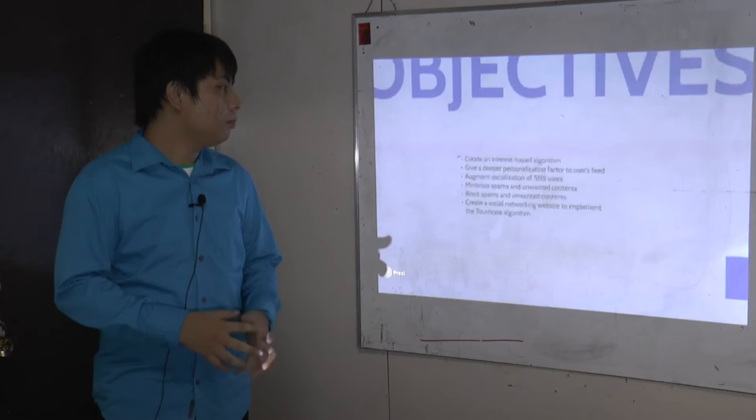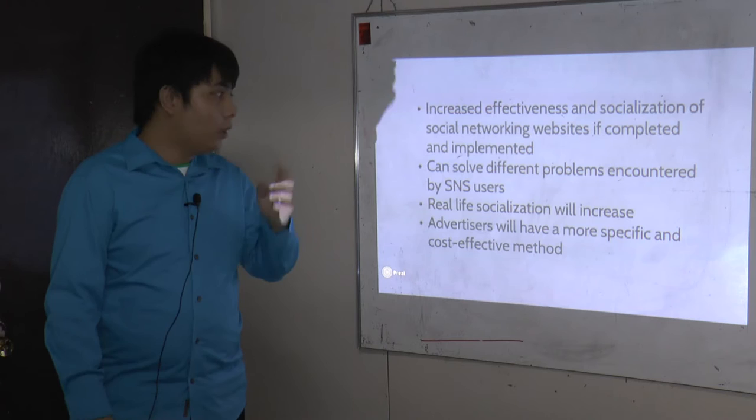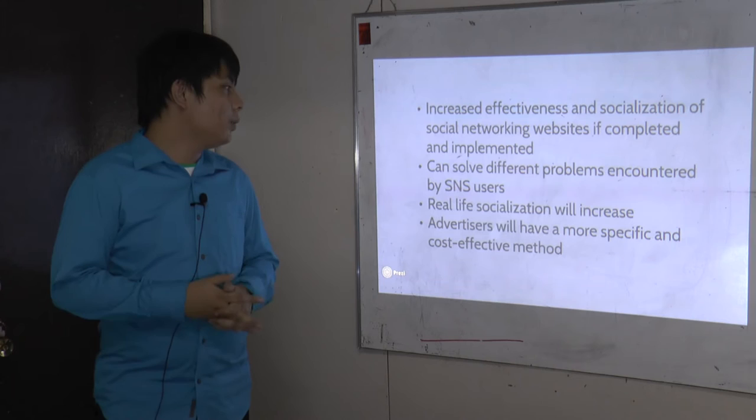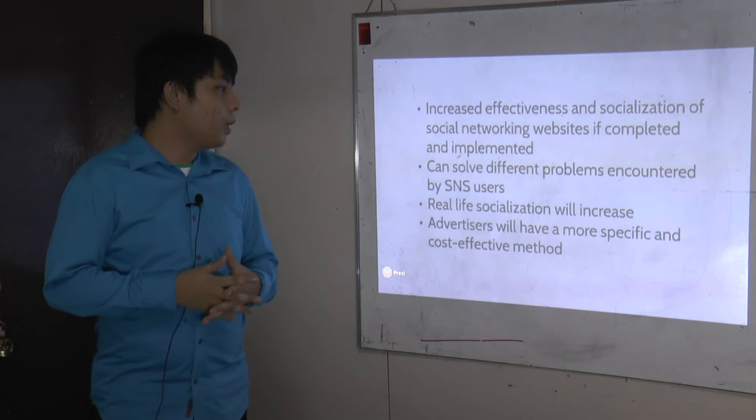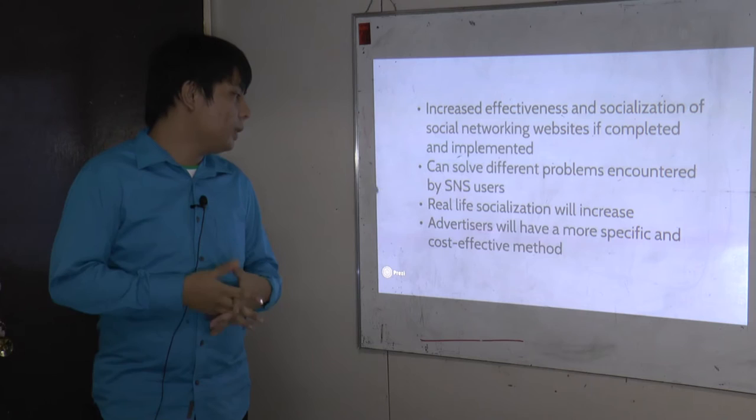Justification. An increased effectiveness and socialization of a social networking website, if completed and implemented, will generate more socialization both online and offline if this is successful. This research can also solve different problems encountered by social networking site users, based on my survey research. Real life socialization will also increase. Advertisers will have a more specific and cost-effective method of targeting their users.